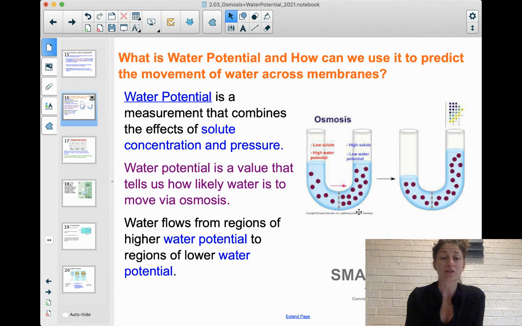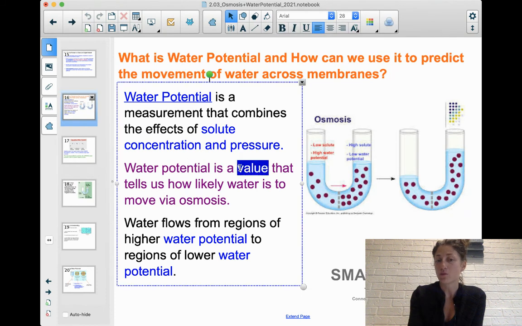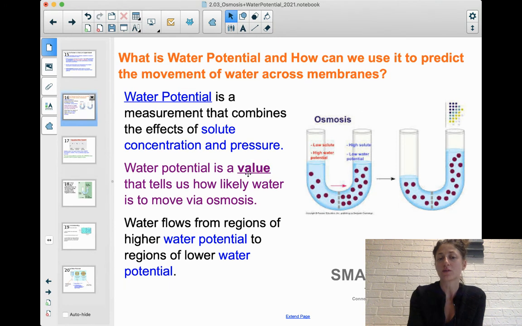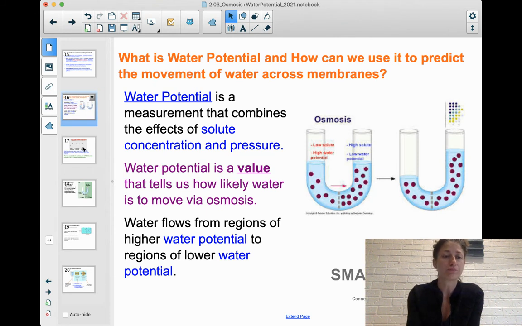So water potential is a value, it's going to be a number that we calculate that tells us how likely water is to move via osmosis. Water will always move from higher water potential to lower water potential. So what does that mean in terms of our water potential value? Well, think about it. If it moves from high to low water potential, a higher water potential means it's more likely to move. It has more potential to move.